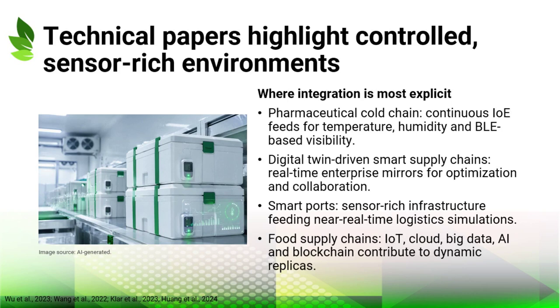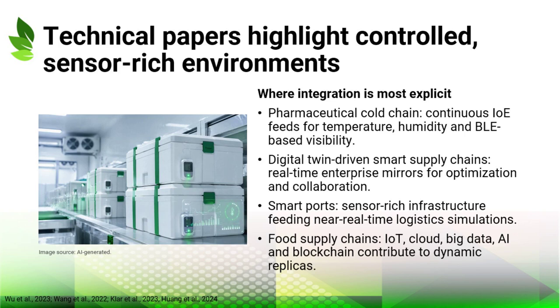The chapter highlights several technical settings where integration is especially explicit. Pharmaceutical cold chain logistics is one of the strongest examples, because temperature and humidity conditions must be monitored continuously to protect product quality. An Internet of Everything layer streams data from sensors and beacons into a digital twin, enabling anomaly detection and real-time decision support.